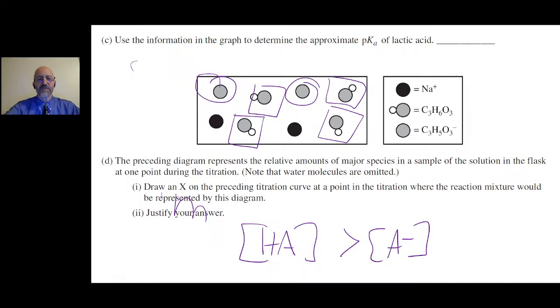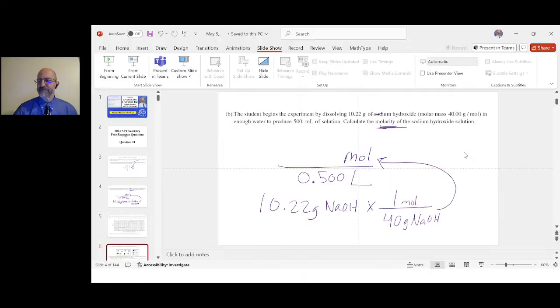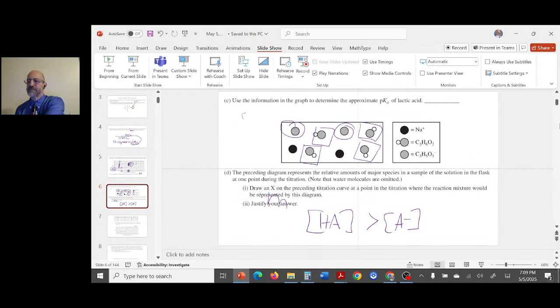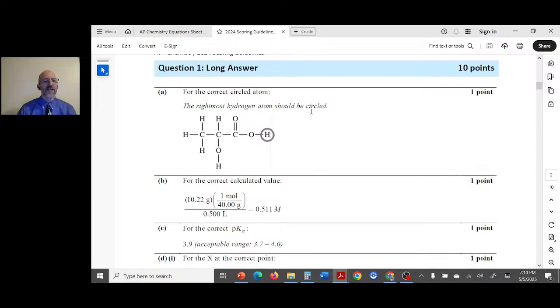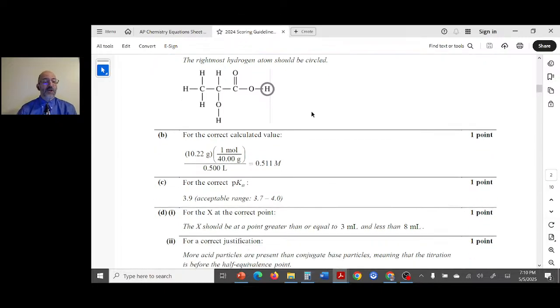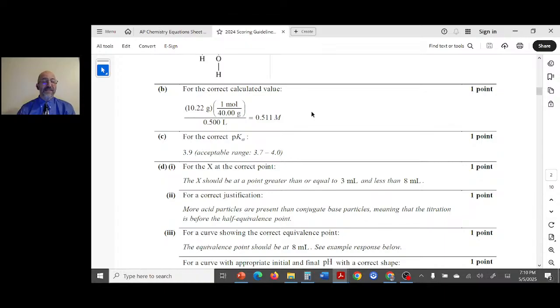So now I'll just show you the official scoring guidelines, which I think are still open here. Okay, and you can see that the correct answer would be that the X should be placed at a point somewhere between 3 milliliters and 8 milliliters, I would say around 5 or so. And then the justification: more acid particles are present than conjugate base. So there's more lactic acid, which was the weak acid being titrated, and there were fewer particles of the conjugate base, the lactate ion.